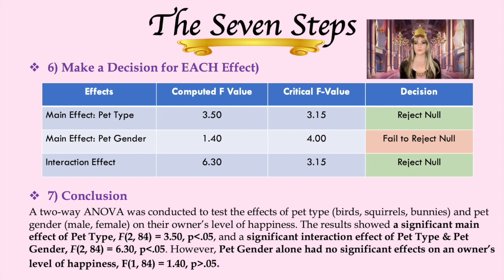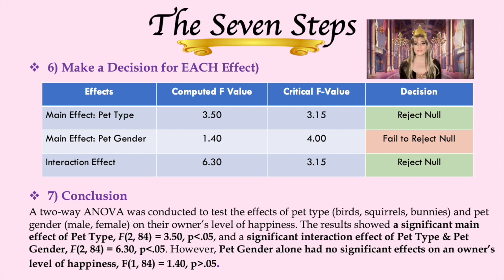So remember, we still had one comparison that we've skipped so far, which is the main effect for pet gender. So that's going to be my last sentence. However, pet gender alone had no significant effects on an owner's level of happiness, comma F, degrees of freedom go in the parentheses. This time it's going to be 1,84 equal to my F computed value of 1.40. Because I have failed to reject the null, this is going to be followed by p is greater than 0.05.